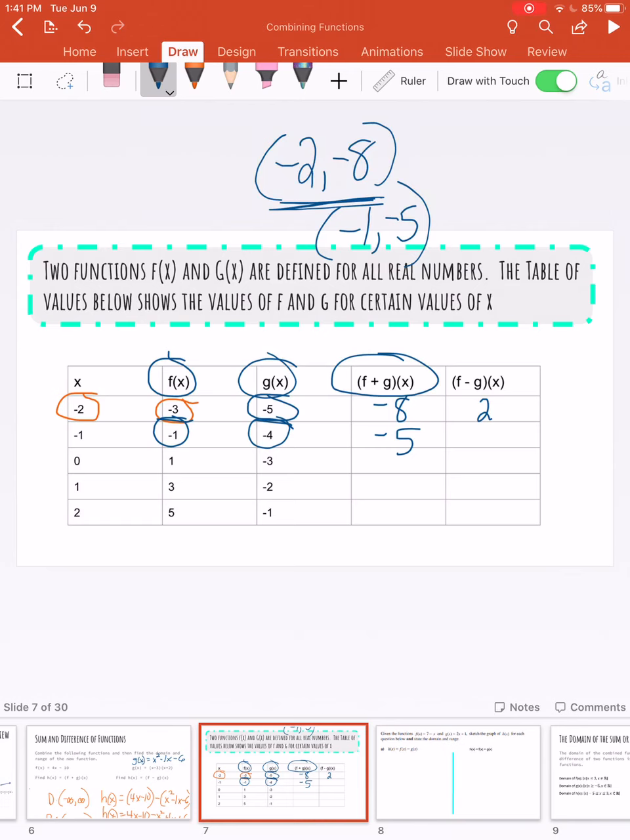So now the ordered pair of this new graph would be negative 2, 2. And then you would just continue on. So this is the rest of my table of values, okay, when you're checking it.